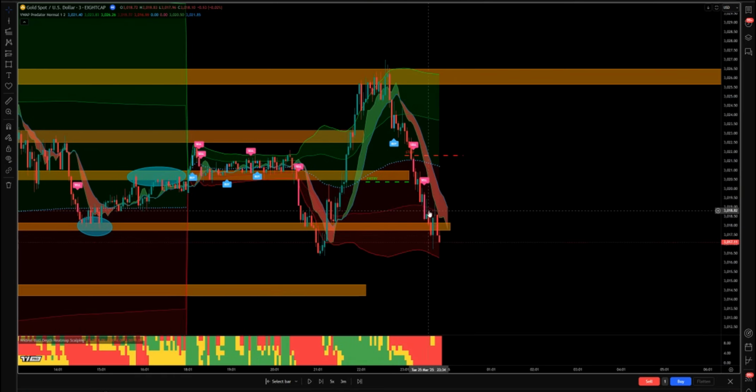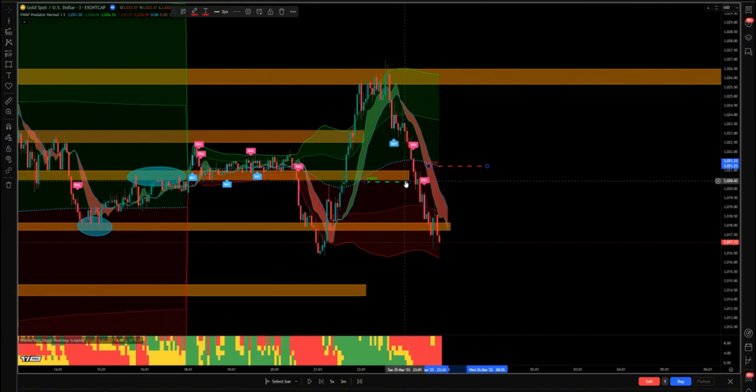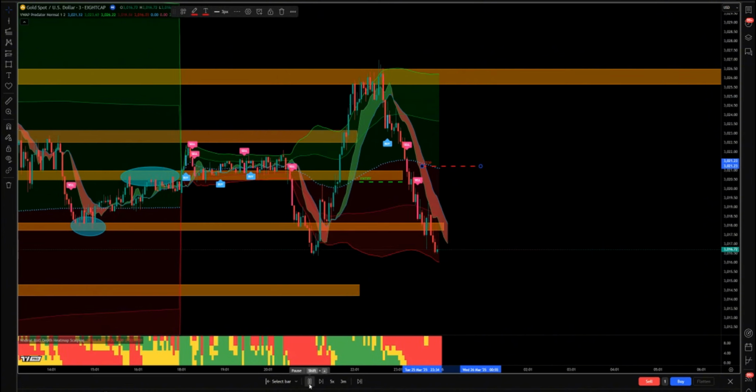Okay, so now we've tested this particular support and resistance zone and we're coming back down and through. One of the things we could use is the VWAP Predator, the blue dots here, to adjust that stop, reducing the risk all the time. Let's play this forward a little bit more.